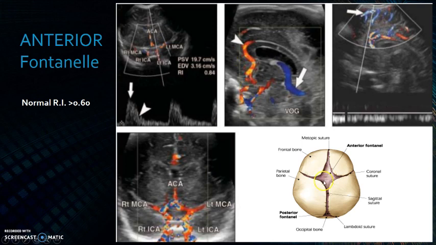Sagittal midline view through the fontanelle. You have your anterior cerebral artery. You see the vein of Galen right here. Also, you'll have the pericallosal arteries with all its branches. You can also see the superior sagittal sinus. Normal RI for neonates would be greater than 0.60. As you see here, the RI is 0.84.